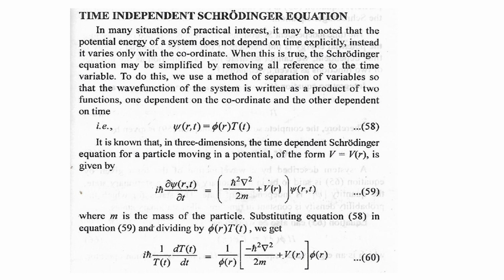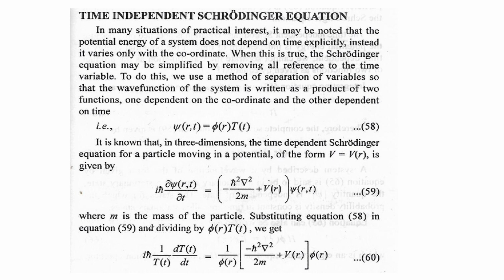We already learned the time dependent Schrodinger equation in 3 dimensions. That is, i h-bar dou psi by dou t is equal to minus h-bar square del square divided by 2m plus V, times psi of r,t. This is the time dependent Schrodinger equation we learned. The derivation for this equation was uploaded earlier. You can refer to that.